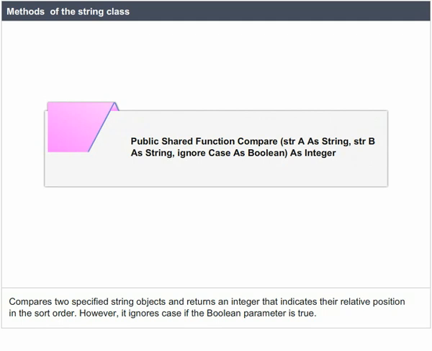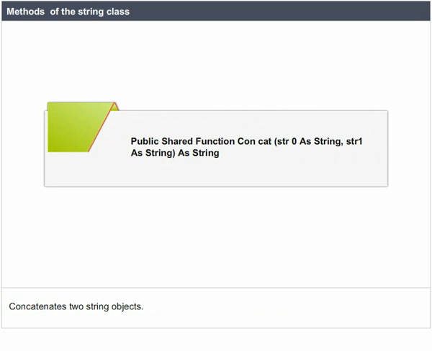Public shared function Concat(str0 as String, str1 as String) as String concatenates two string objects. Public shared function Concat(str0 as String, str1 as String, str2 as String) as String concatenates three string objects. Public shared function Concat(str0 as String, str1 as String, str2 as String, str3 as String) as String concatenates four string objects.